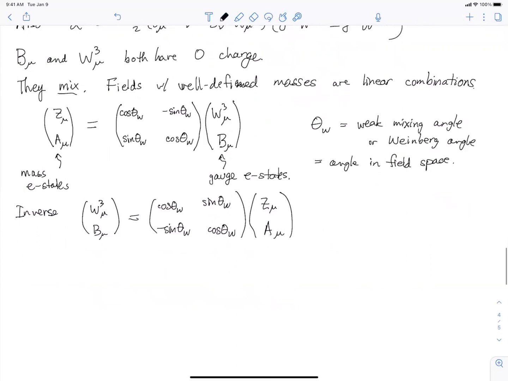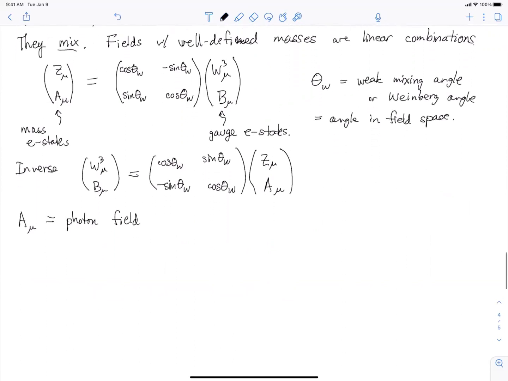Okay, so A mu is going to be what we know and love as the photon field. And in fact, if you do this transformation and you plug it in, you find out that the Lagrangian part of it is exactly the same as for QED. Whereas Z mu is going to be the Z boson field, which is going to be massive. A mu is going to be exactly massless.